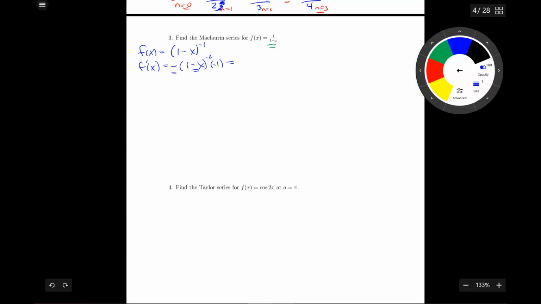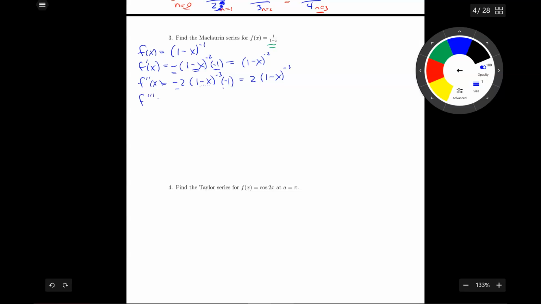So fix it right now. Make this 1 minus x to the negative 2. Get rid of the two negative signs. So then the second derivative will be, bring the negative 2 down, 1 minus x to the negative 3, multiply by the derivative of the inside, fix it now, so the two negative signs go away.